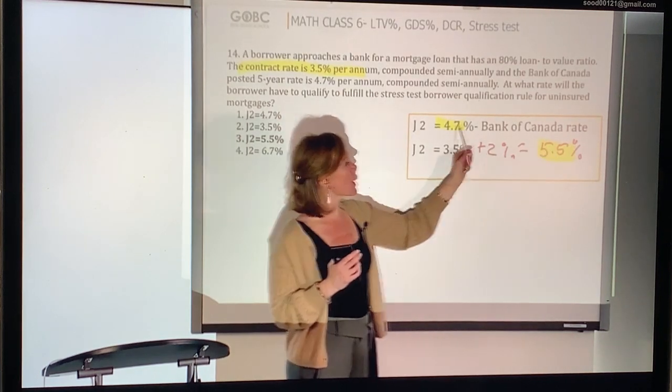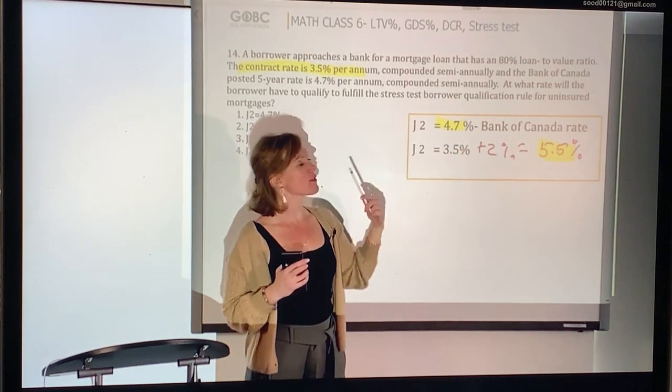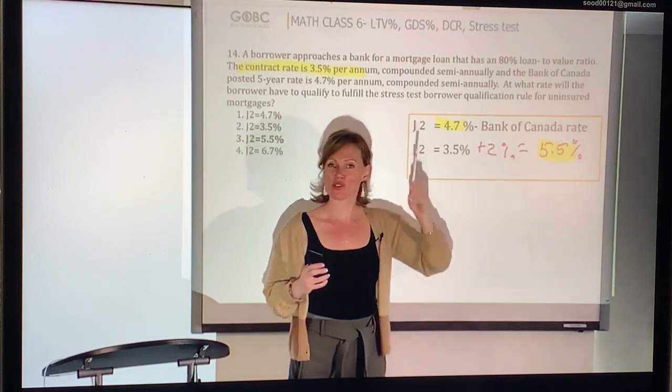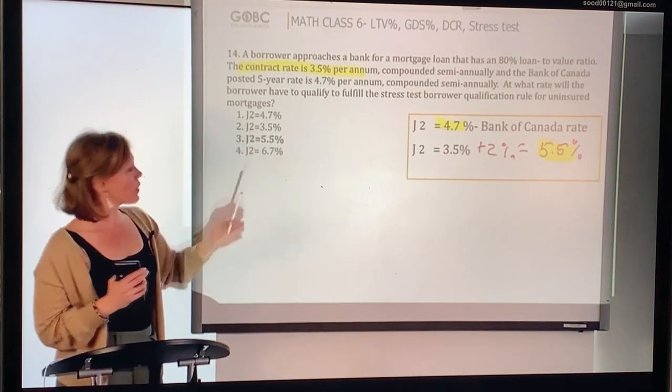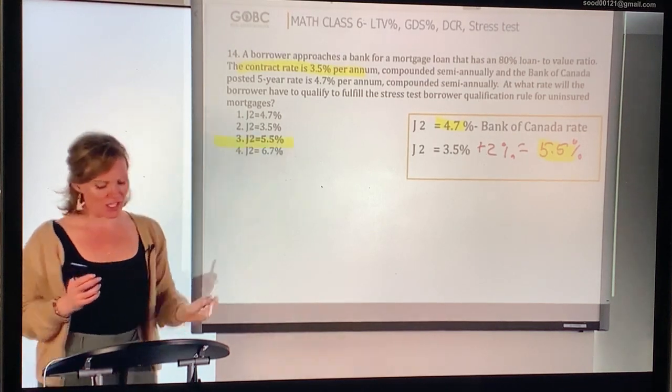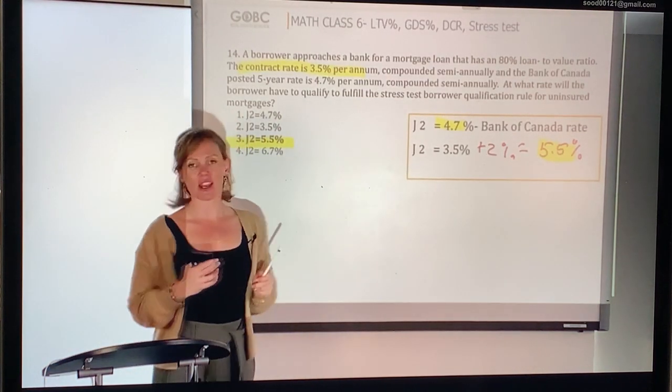And then you will take that number and compare that to the Bank of Canada rate and see which one is the highest one. Whatever is the highest one, that's the one that they will challenge you for. That's the one they're going to try to approve you for. So that's why the answer in this case is going to be 5.5, because it is higher than 4.7, which is the Bank of Canada rate. That's it. That's all you do.